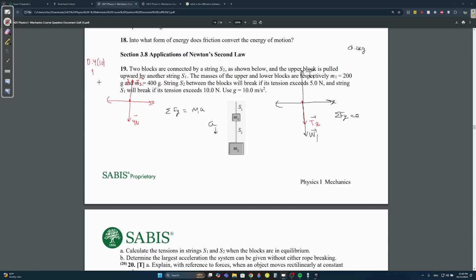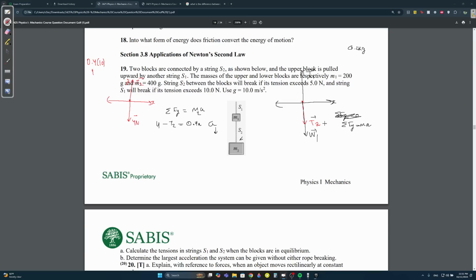Did I say 2 or 1? Yeah, I'm using this one, so it's 2. Talking about this one here, so 0.4 A is equal to sigma Fy. What's sigma Fy? Let's say it's accelerating down, so 4 newtons is obviously greater than T2. I always write 4 minus T2.